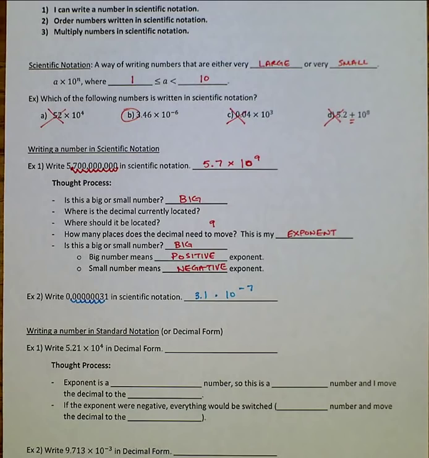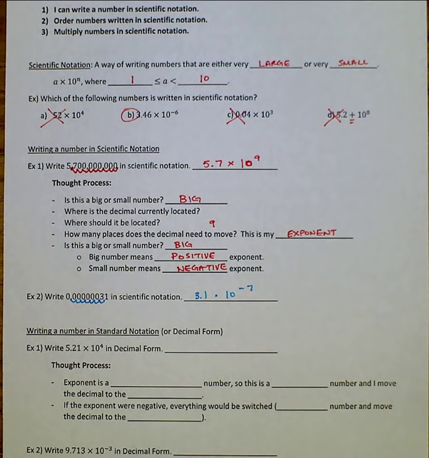Alright, so writing a number in standard notation. Scientific notation is when we use the decimal; standard notation is how we typically write it. So from scientific notation, it says write 5.21 times 10 to the fourth in decimal form.